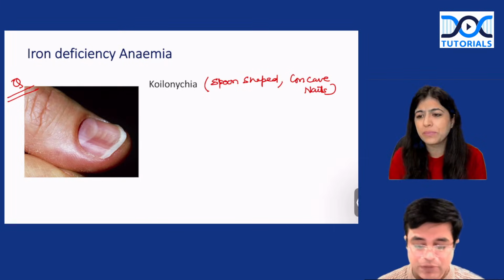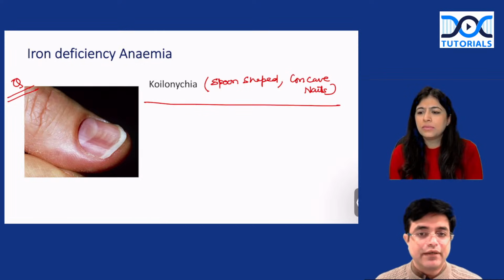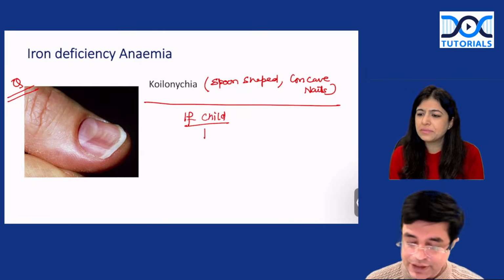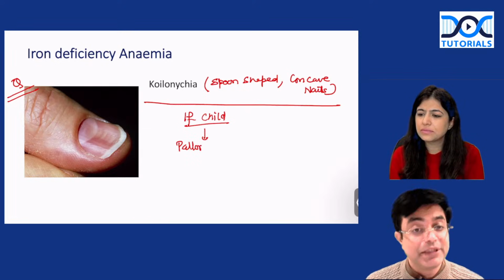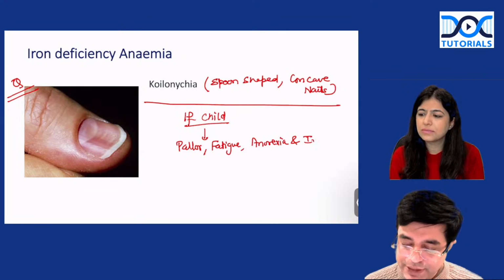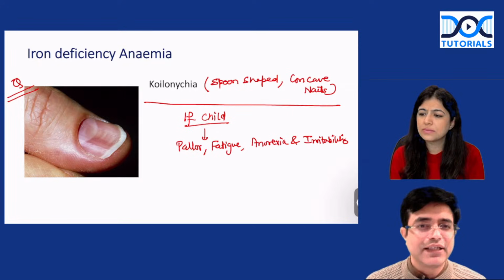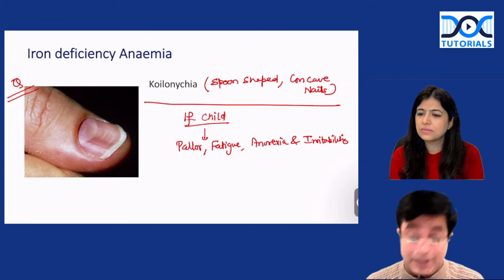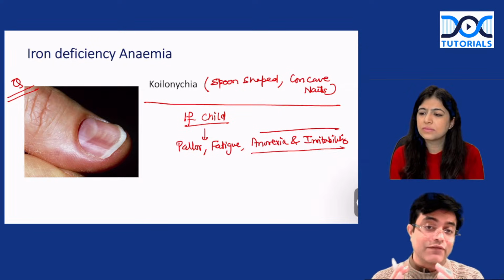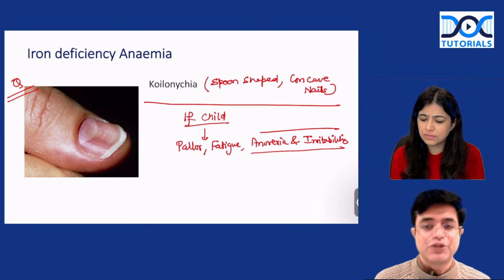Apart from that, when you talk about iron deficiency anemia, if it is a child, the child will have manifestations like pallor, visible pallor, paleness of the skin. Child will have fatigue. Now, very important thing is child has anorexia and irritability. Many times the parents feel that my child is very irritable, crying without reason, and not eating well. Many times it is actually iron deficiency anemia which is the cause. So anorexia and irritability are one of the important behavioral features you will see.